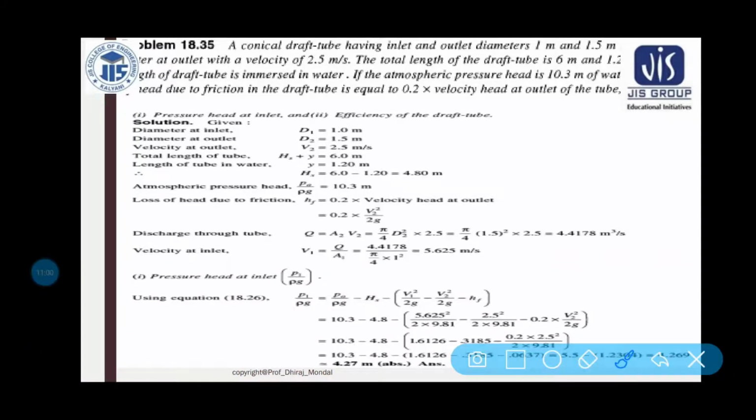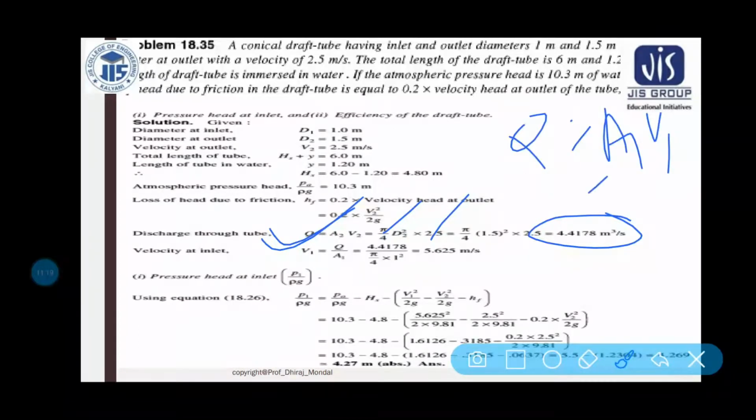Clear? Now you know that discharge is equal to A2 V2, so pi by 4 d2 square into V2, which is given 2.5, so ultimately 4.4 meter cube per second is the discharge. As I have got discharge, I can find out V1. V1 is equal to Q by A1, because by the continuity equation A1 V1 is equal to A2 V2. So put the value, you will be getting V1 is equal to 5.6 meter per second. Clear? Now pressure head at the inlet.